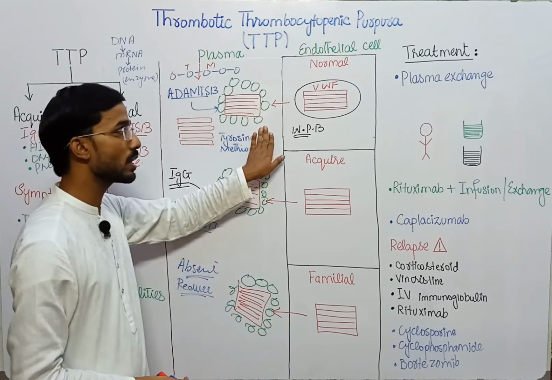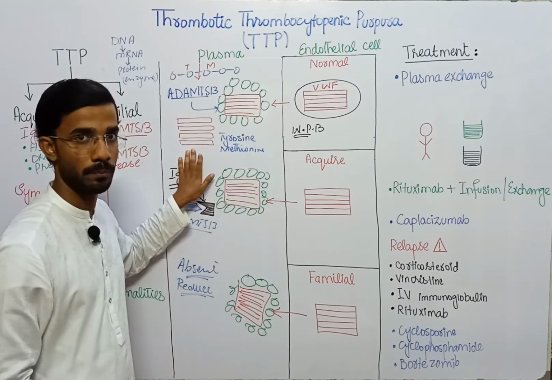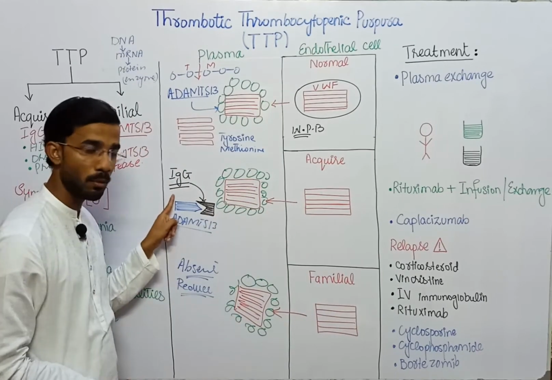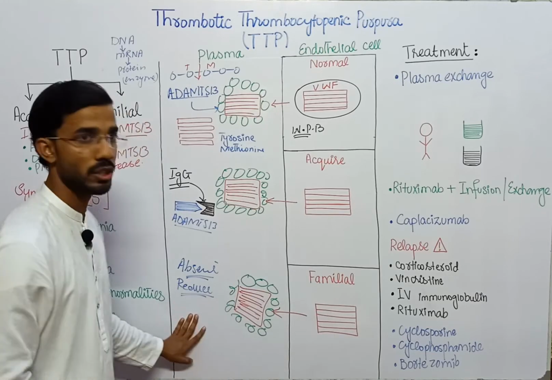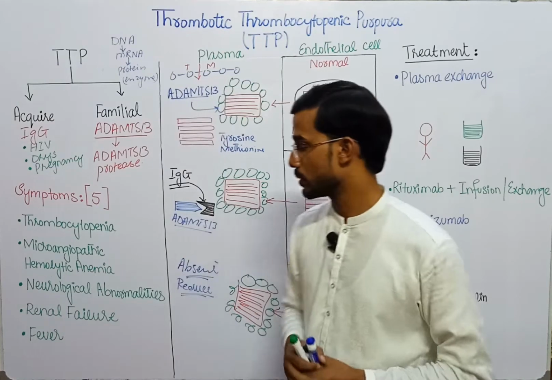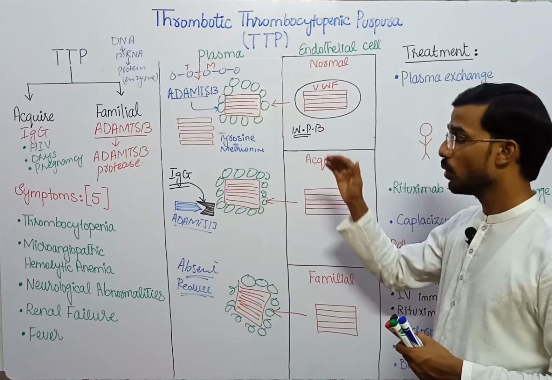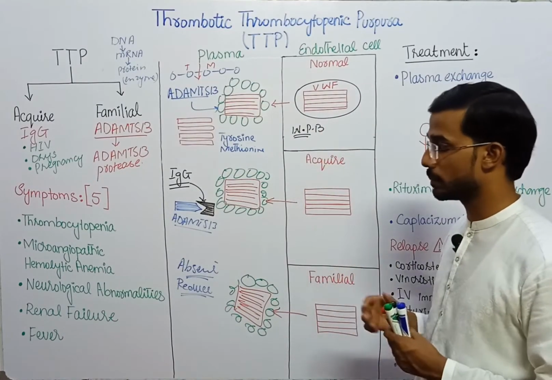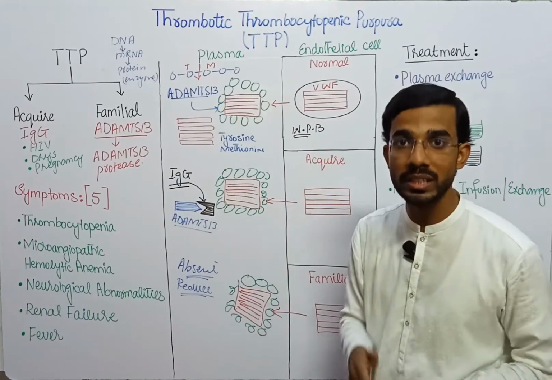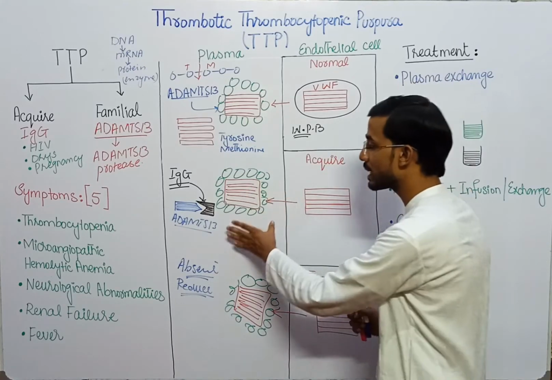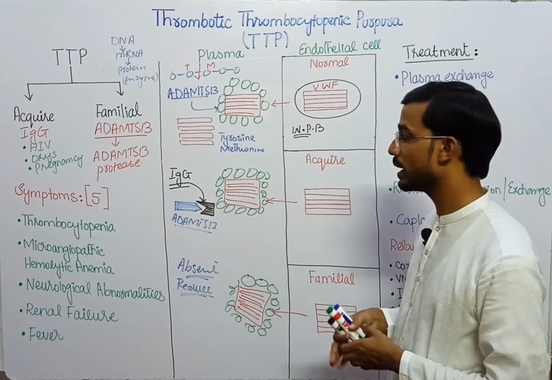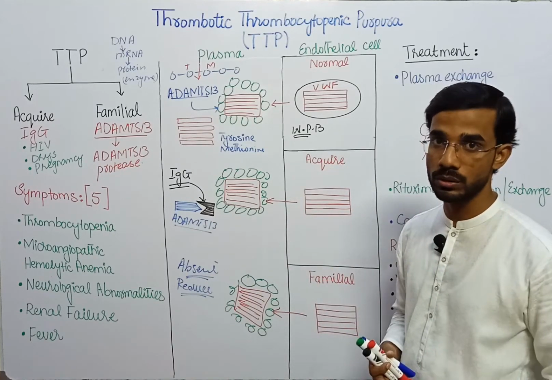So in the normal situation, multimeric form converts to monomeric form. But in the acquired and familial cases, in the acquired IgG antibodies form, and in the familial a mutation occurs in the ADAMTS13 enzyme. So what we will see in TTP, thrombocytopenia, means a reduction in the number of platelets, because platelets are used in the formation of the thrombi. So in the blood, the number of platelets will reduce.